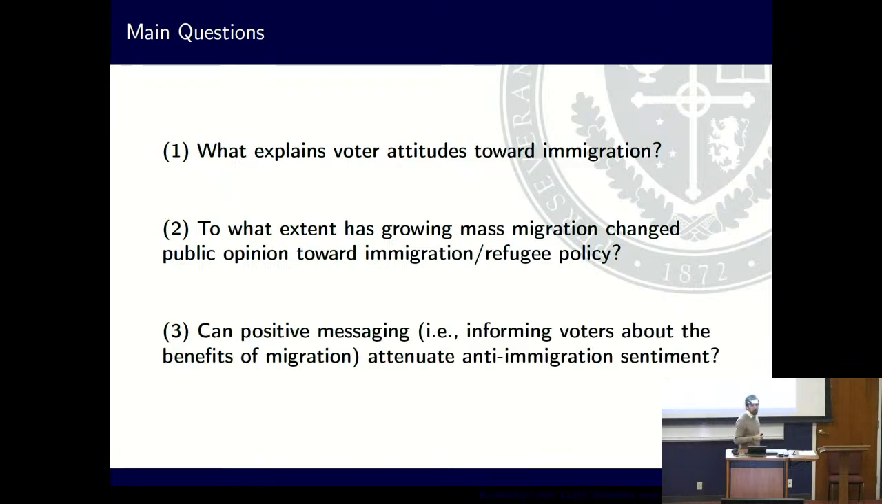And then lastly, I'm going to present a little bit of data to try to get at this more narrow question, which is, okay, we've got a lot of anti-immigrant sentiment in democracies nowadays. Is there a way that I can give voters factual but positive messaging, positive information about migrants? And perhaps it would force them to change their minds and change their opinion and attenuate this anti-immigrant sentiment that we see. So I'm going to move through this order today to try to address these questions one by one.